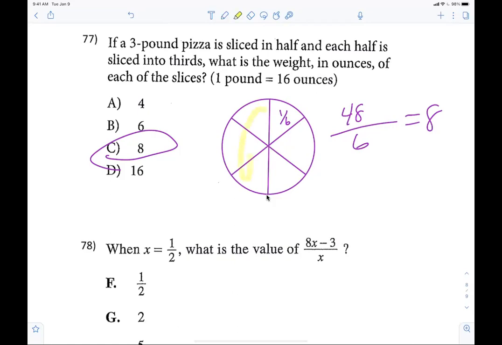This was half of the pizza, and I split it into thirds. This was the other half. I split it into thirds. That means each piece represents 1/6. Do you agree with that? Right. Again, I want to have a discussion. Honestly, if you don't know, I'm going to show you. These are the important questions. These are the thinking ones.